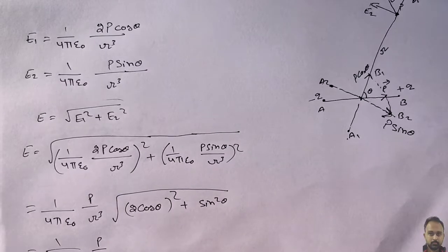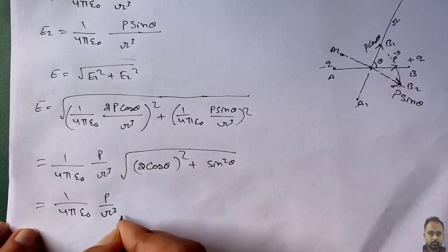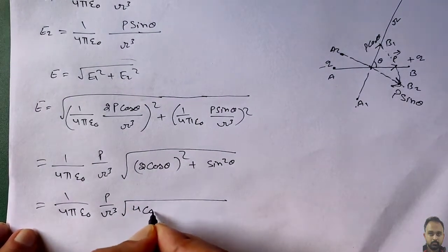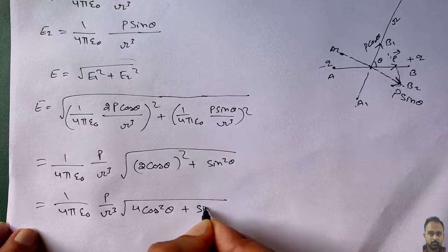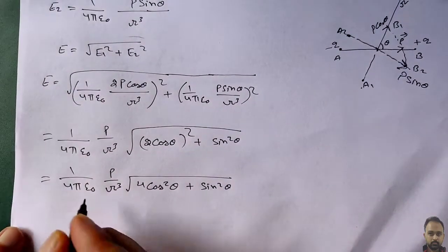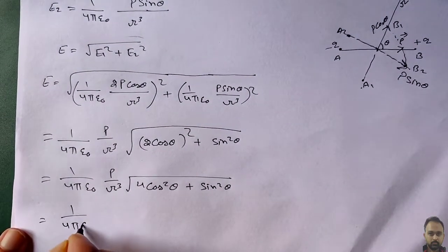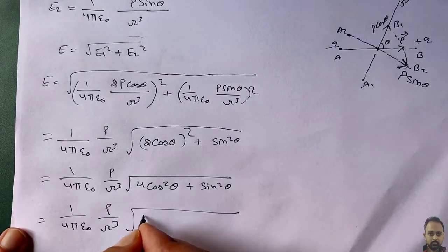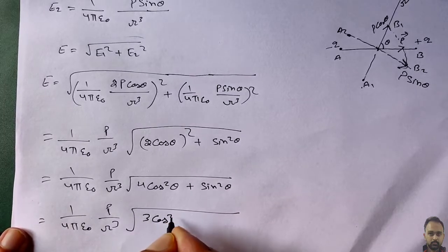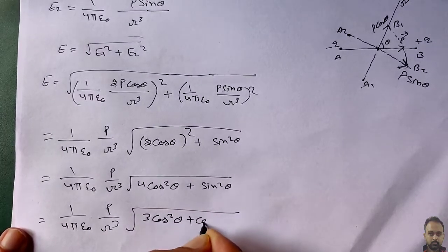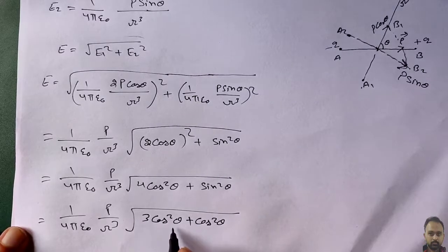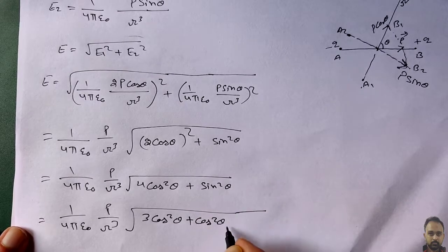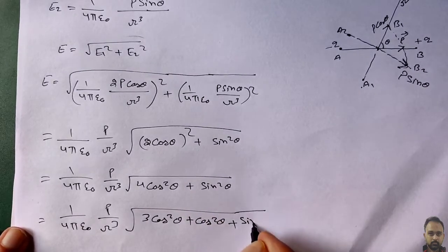p over r cube, 2 square is 4 and this cos square is cos square theta plus sine square theta. Note here what I'm going to do is I can write this 4 cos square theta as 3 cos square theta plus cos square theta, because 3 cos square theta plus cos square theta will be 4 cos square theta, and I'm writing the sine square theta as it is, sine square theta.